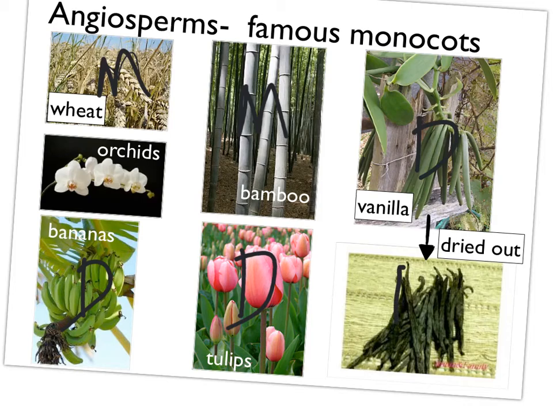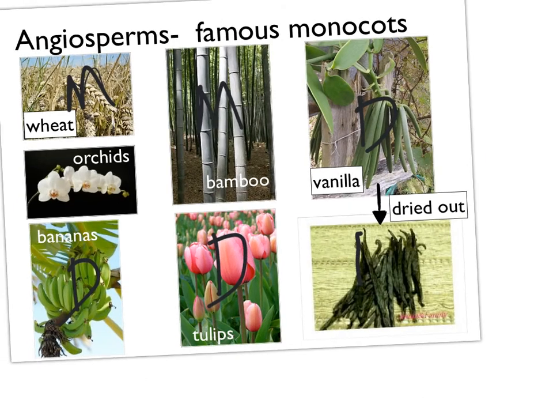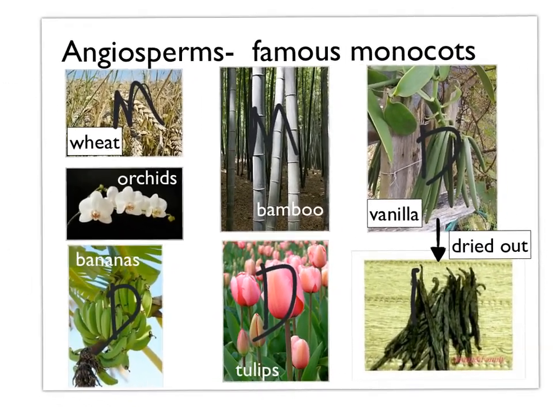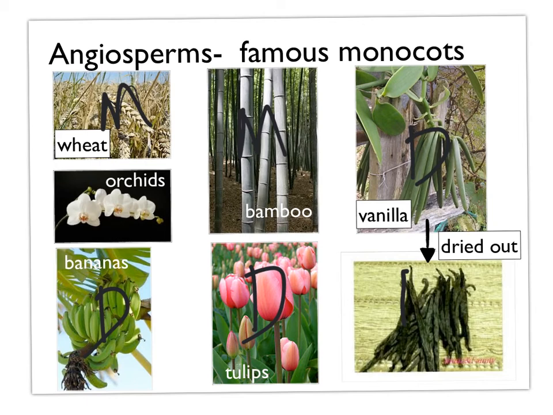And what is this? Oh, and here's dried out vanilla. Okay, so these are the fruits, and the vanilla beans dried out. Oh, I was wrong. These are all monocots. Orchids aren't monocots. There's no way. Are they? Oh, they are. These are all monocots.